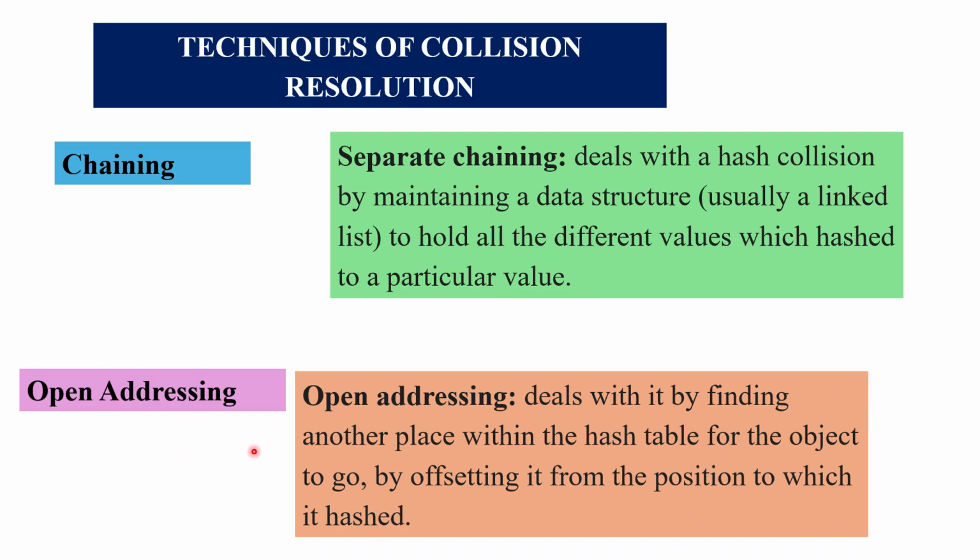And open addressing, we will explain in another video. But what is it? It deals with the hash collision by finding another place within the hash table for the object to go. So by creating an offset, it is in the same table, it is not using another data structure like separate chaining.